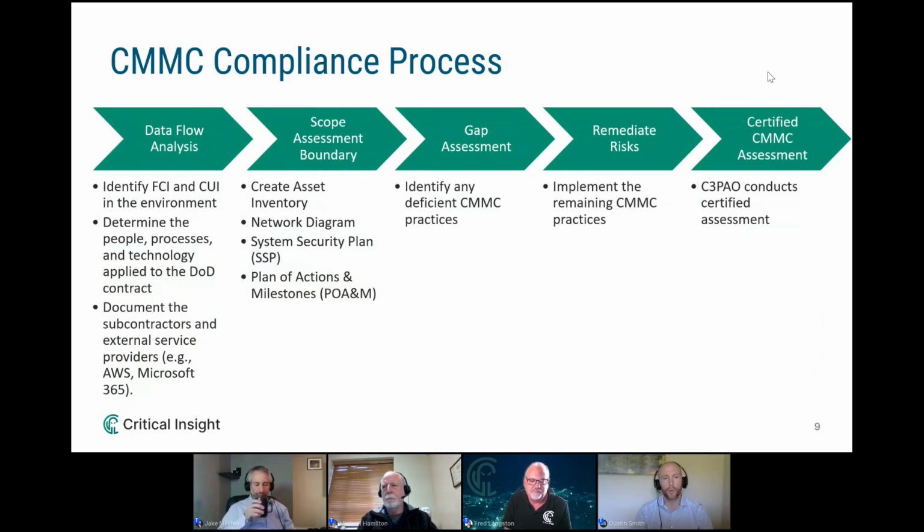You have to understand where the FCI and CUI is in your environment, what type you have, who's using it, the people, the places, and the systems that are storing, processing, and transmitting this information. You need to have a very clear list of what these things are, and then create a visualization, like a diagram or flow chart, of how this information is going through your environment, so you know how to actually implement these controls in your environment.